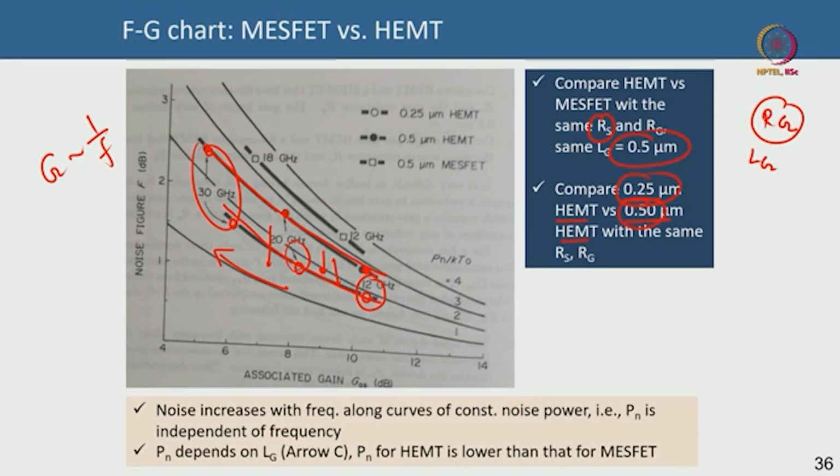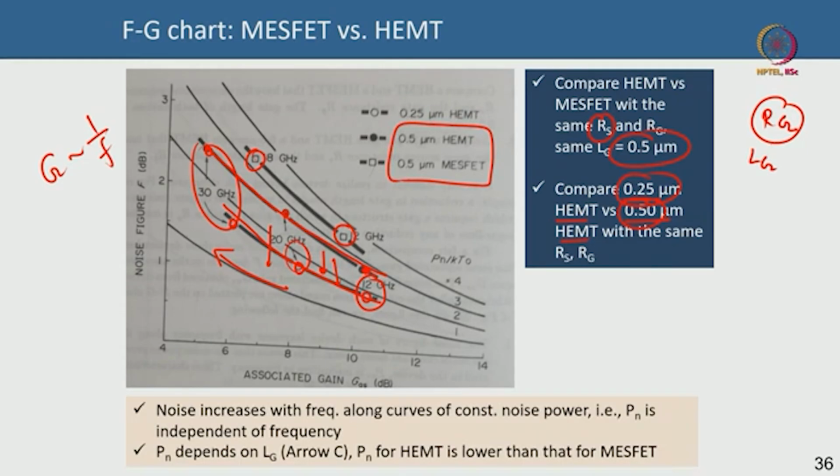And the third thing is the MESFET. The MESFET is this and this. You can see the MESFET noise figure is the worst. I am comparing a 0.5 micron MESFET with a 0.5 micron HEMT, keeping everything the same. The HEMT has a better noise figure than the MESFET because the velocity of electrons is better.